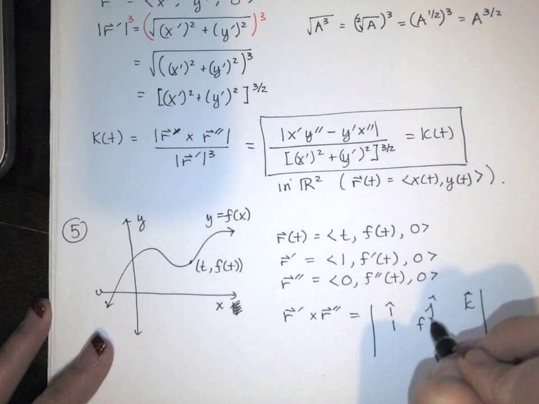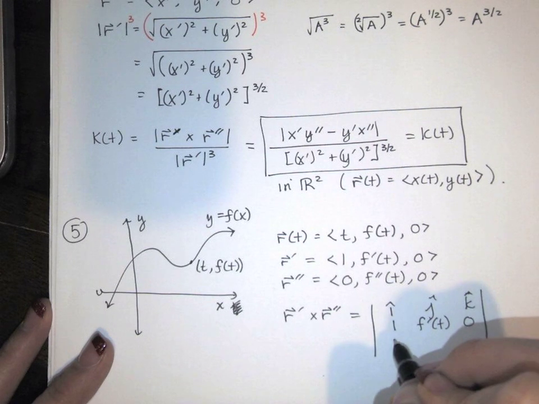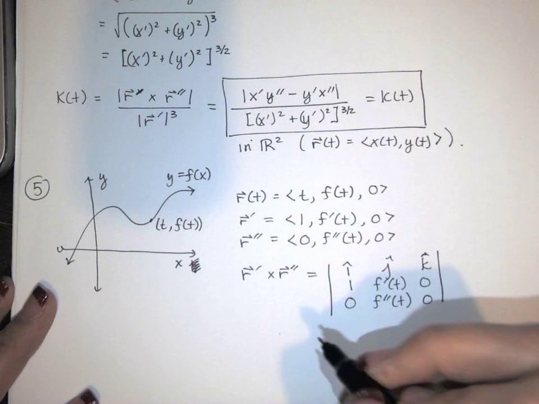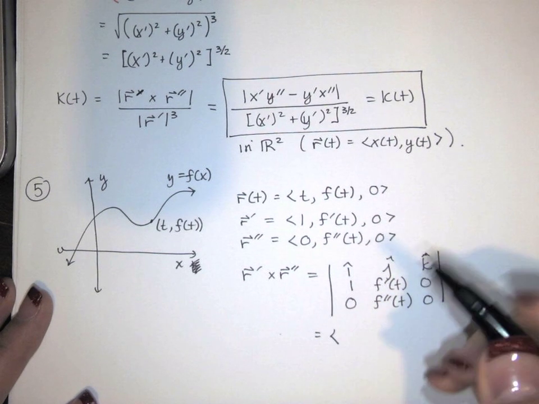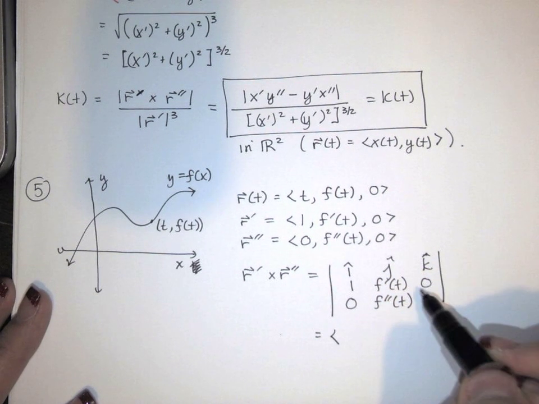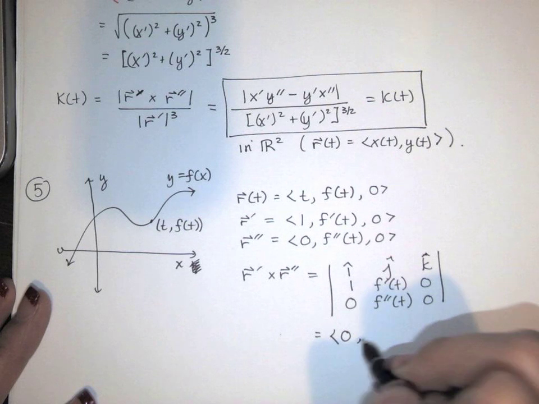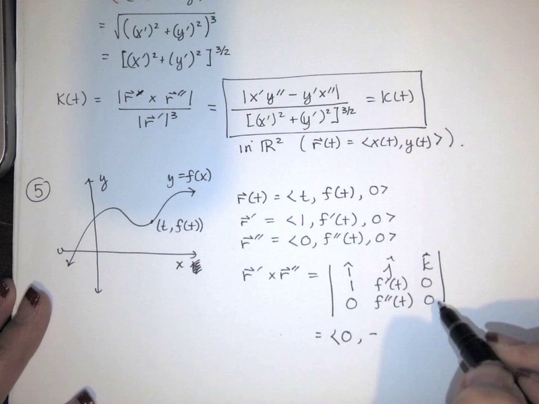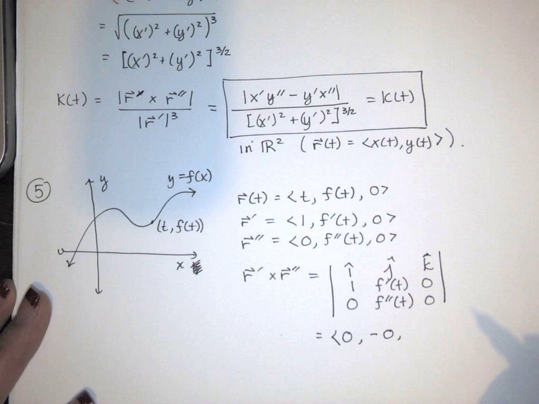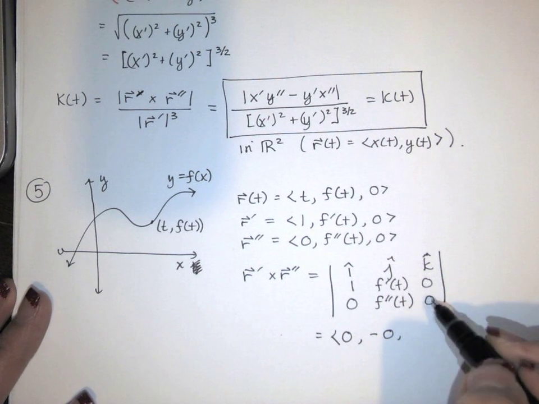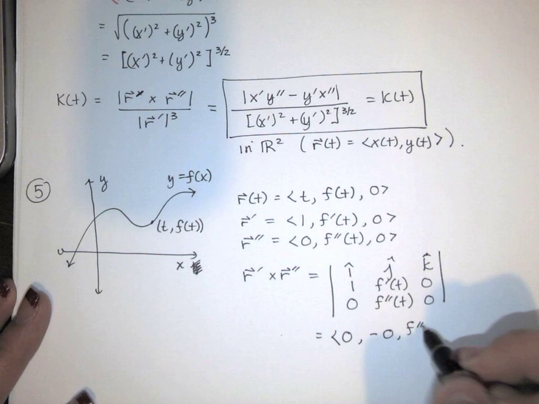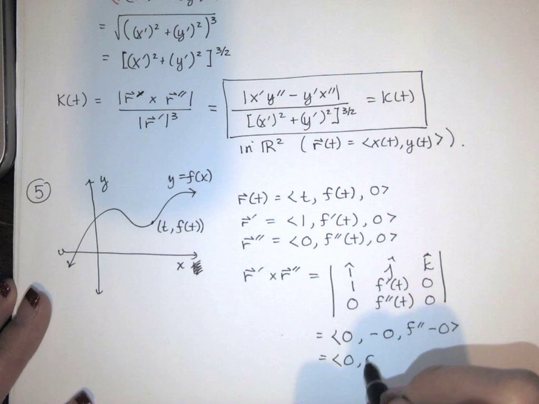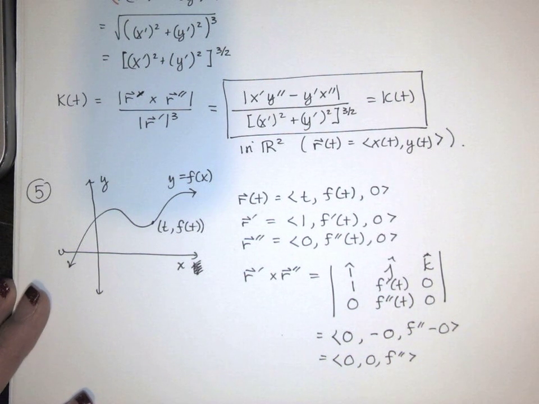This vector is 1, f prime of t, and 0. This vector is 0, f double prime of t, and 0. Taking the cross product, we cross out the row and column containing i hat, we get 0 minus 0. Then we cross out the row and column containing j hat, we get 0 minus 0. Then we cross out the row and column containing k hat, we get f double prime minus 0. So this is the vector with z component f double prime.